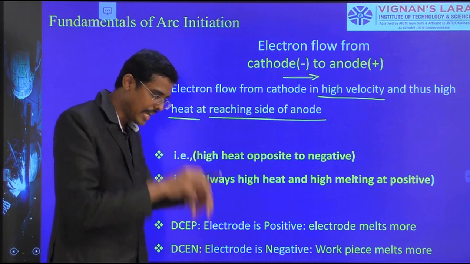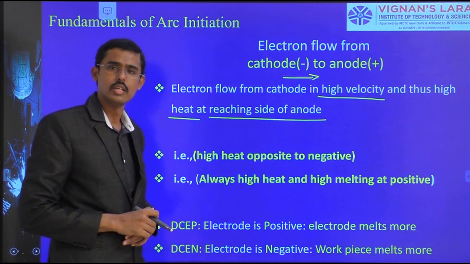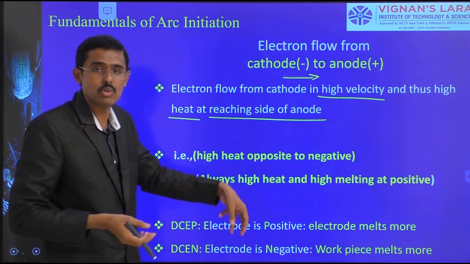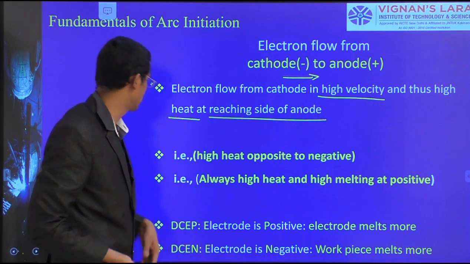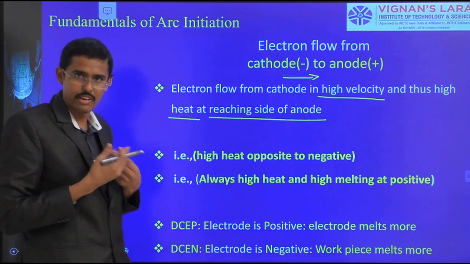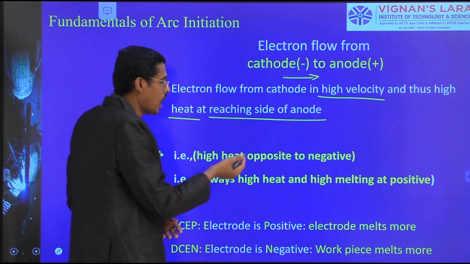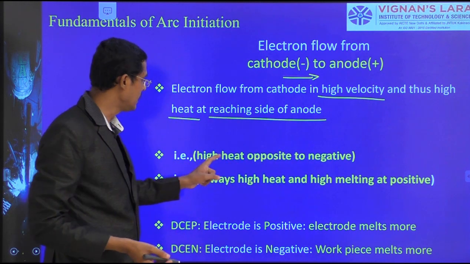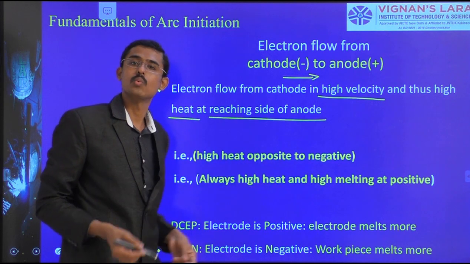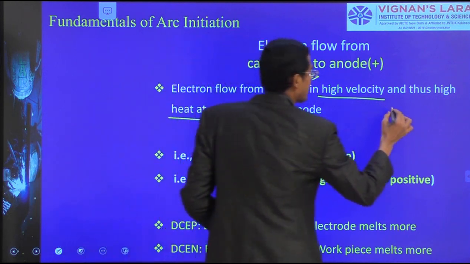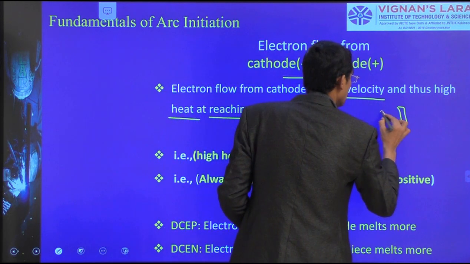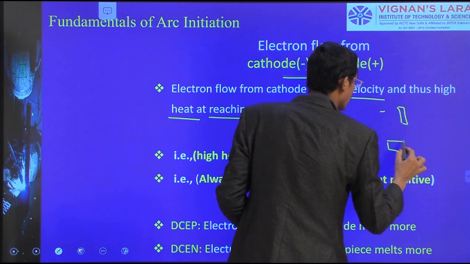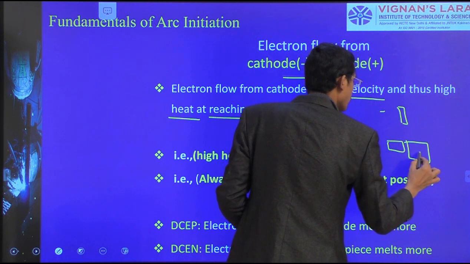If it goes in high velocity, it has a force. Then high heat is impinged over the workpiece on the anode side. Therefore I am telling high heat opposite to the negative. Where have I connected the negative? I have connected the negative to the workpiece, and I have connected the workpiece as a positive.